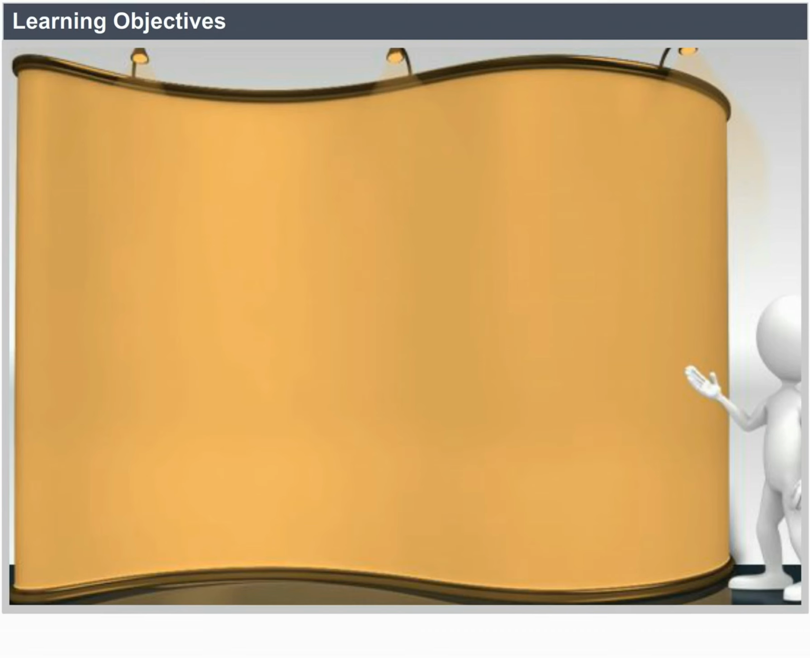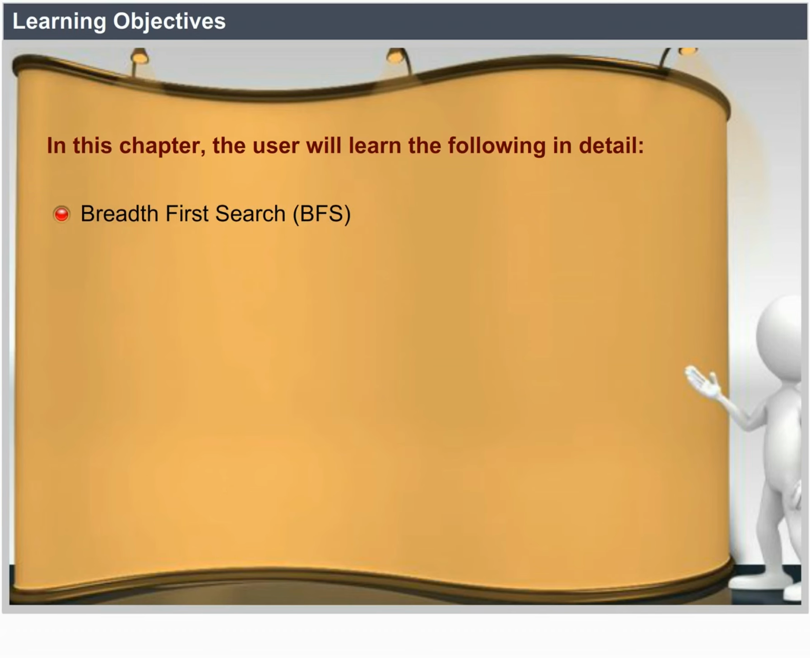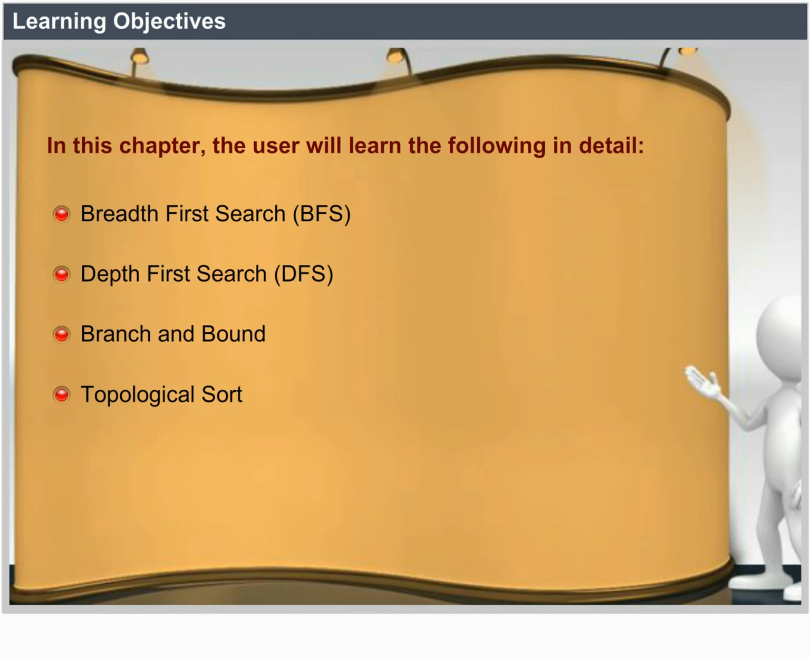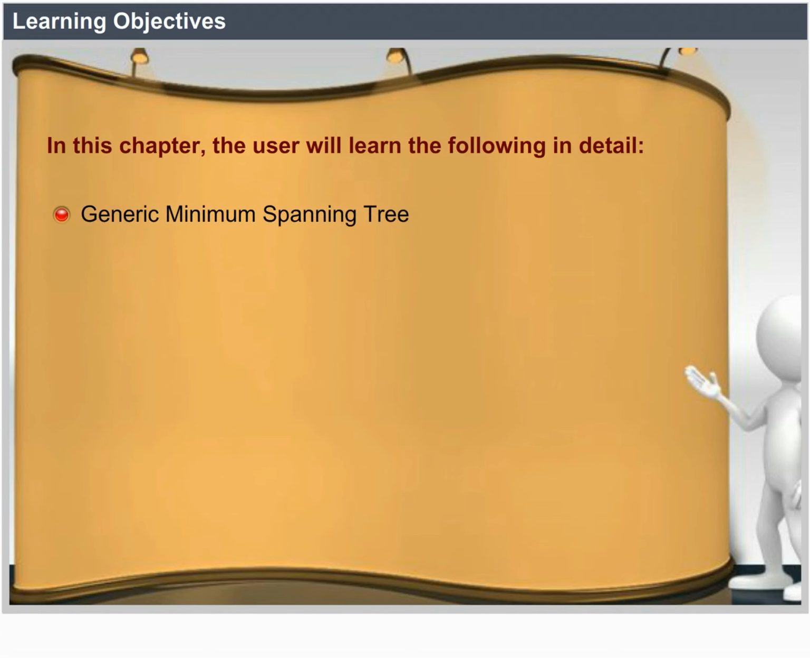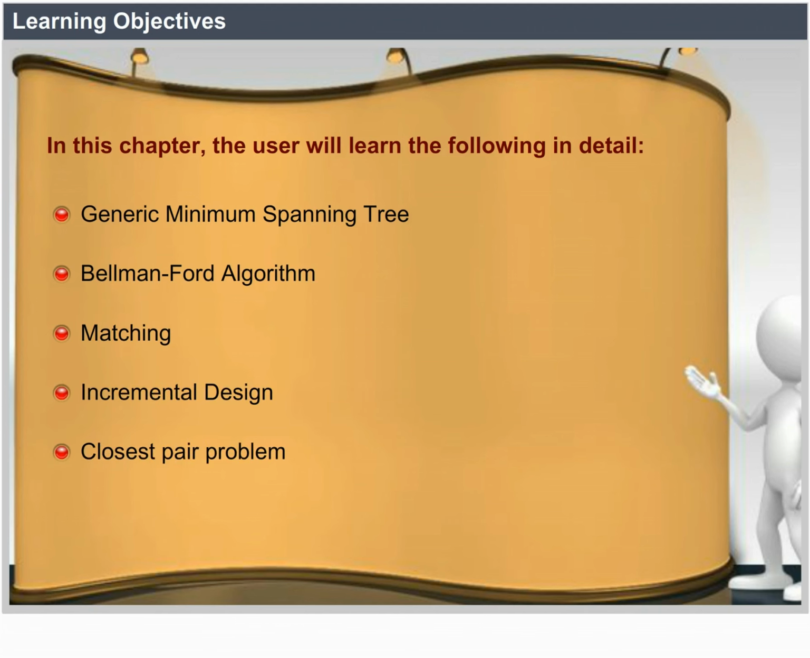Learning objectives. In this chapter, the user will learn the following in detail. Breadth first search (BFS), depth first search (DFS), branch and bound, topological sort, strongly connected components, Euler tour, generic minimum spanning tree, Bellman-Ford algorithm, matching, incremental design, closest pair problem.